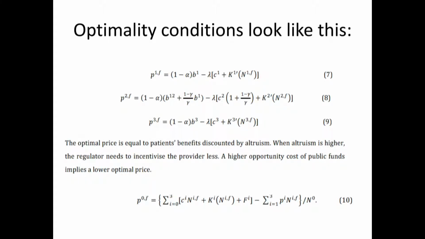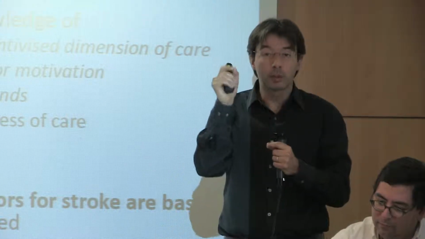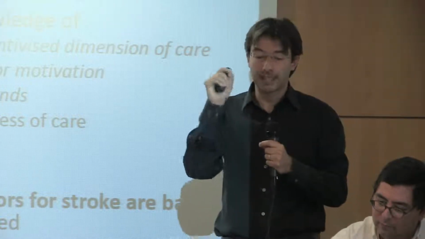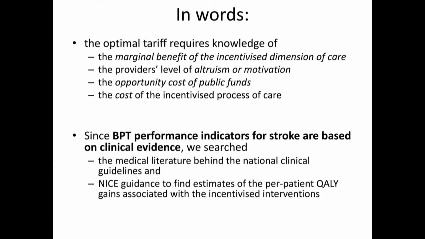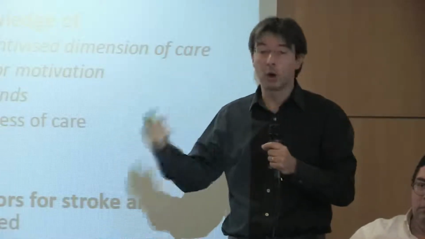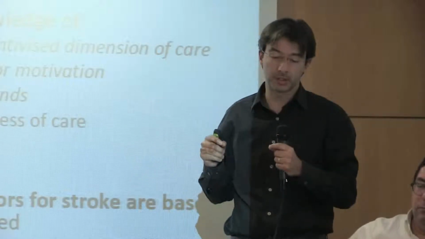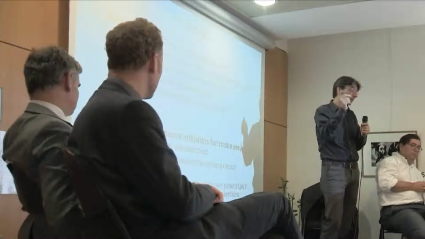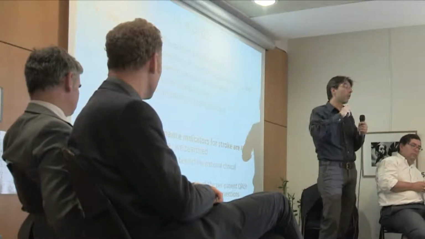But basically what those formulas say is that if you really try to calculate the optimal tariff, it depends on the marginal benefit of the three incentivized dimensions of care, the provider's level of motivation, how much they were doing already without the incentive scheme, the opportunity cost of public funds, and the cost of the process measures.